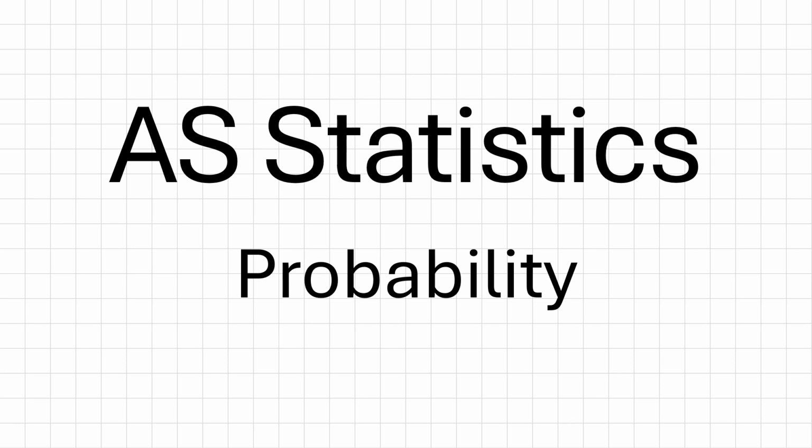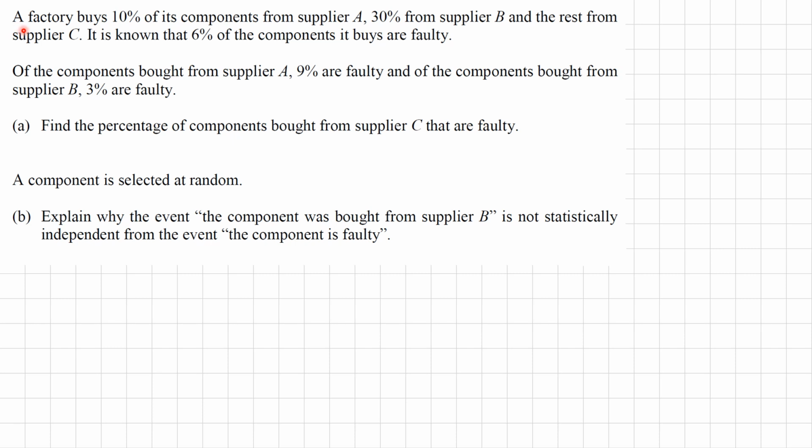This is an AS statistics question on probability. A factory buys 10% of its components from supplier A, 30% from supplier B, and the rest from supplier C. It is known that 6% of the components it buys are faulty. Of the components bought from supplier A, 9% are faulty, and of the components bought from supplier B, 3% are faulty. Part A, find the percentage of components bought from supplier C that are faulty.